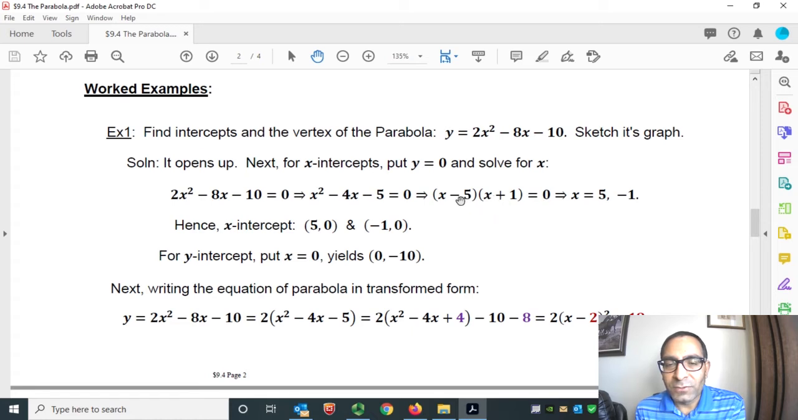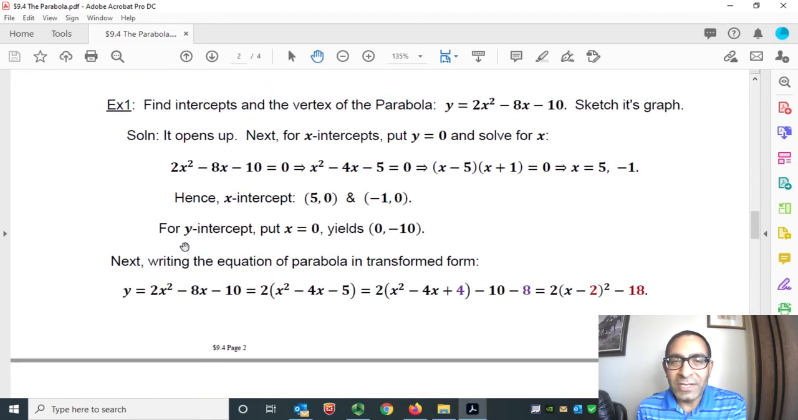The product of two factors equals 0 implies each factor equals 0. So either x minus 5 equals 0, which implies x equals 5, or x plus 1 equals 0, which implies x equals negative 1. So we found the two x values, that is, the x-intercepts are at (5, 0) and (negative 1, 0). I hope this computation makes sense to you all.